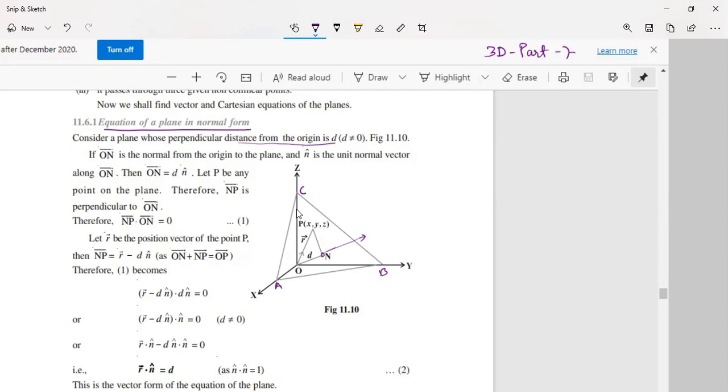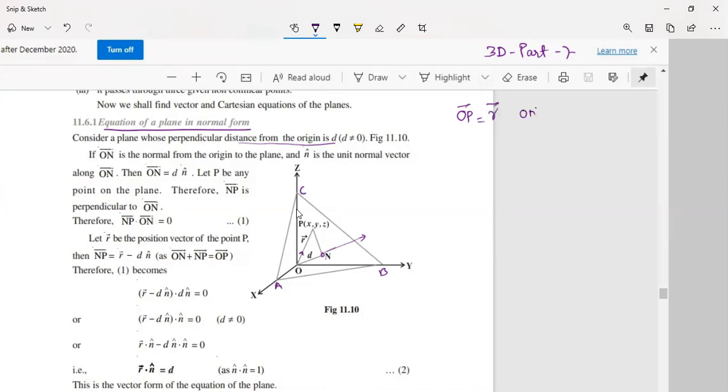And then we will take any point P (x, y, z) on the plane, whose position vector is vector R. So vector OP is vector R. We have to find the equation of this plane in vector form and in Cartesian form.